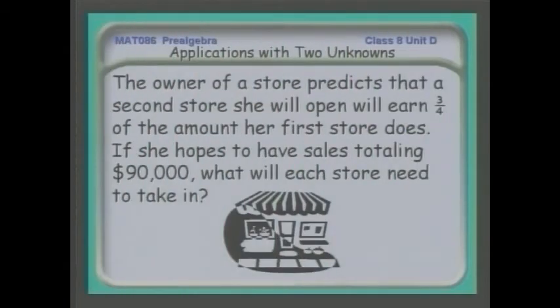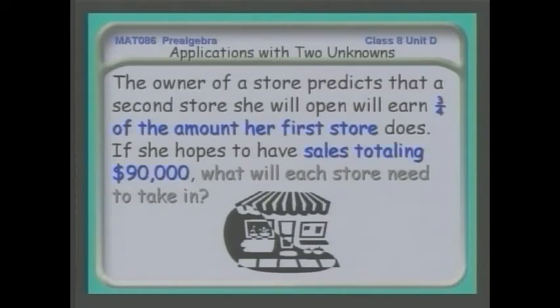Let's look at one more. The owner of a store predicts that a second store she'll open will earn 3/4 of the amount her first store does. If she's hoping to have sales totaling $90,000, what will each store need to take in? Let's mine this for information.